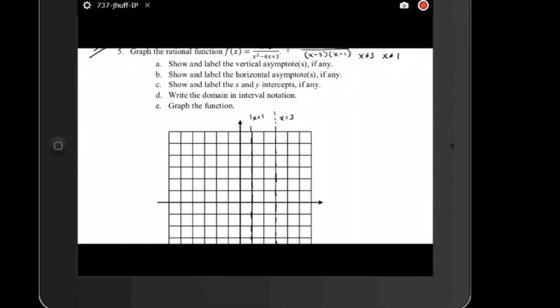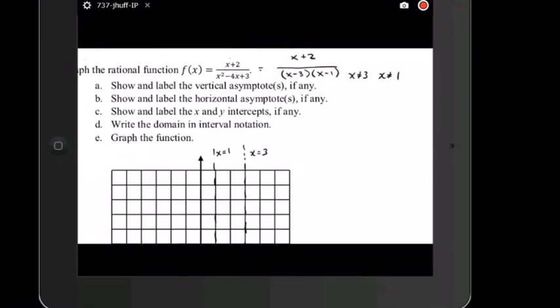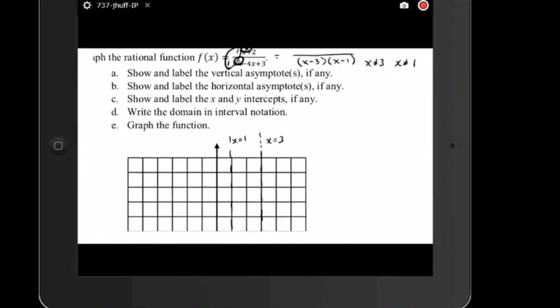Part B, show and label the horizontal asymptote. This is where you compare the degree of the numerator and the denominator. The numerator has degree 1, the denominator has degree 2. If they have the same degree, like if that were an x squared, then you divide the leading coefficients. If the numerator has a smaller degree than the denominator, the horizontal asymptote is y equals 0.